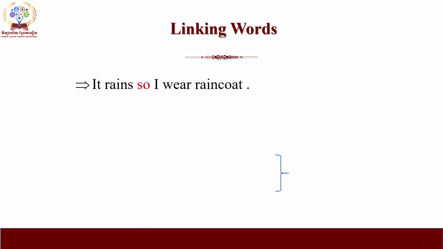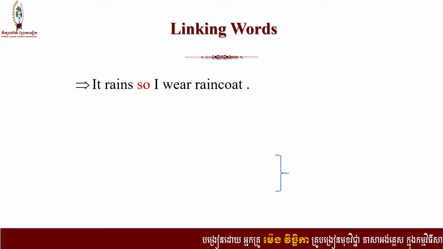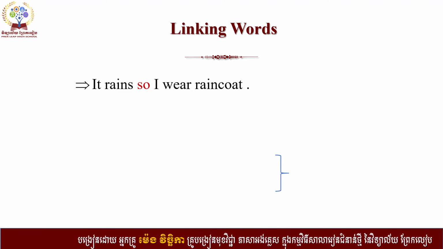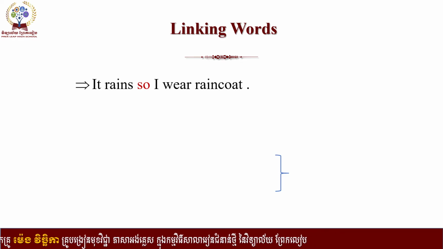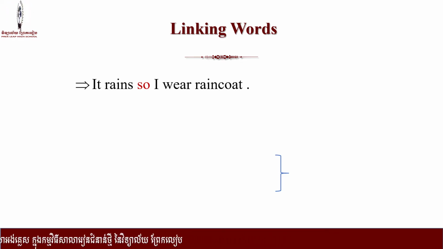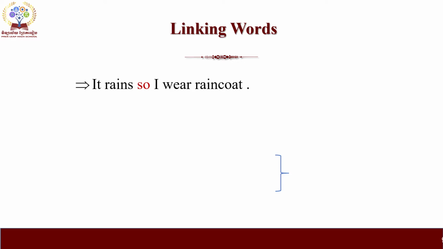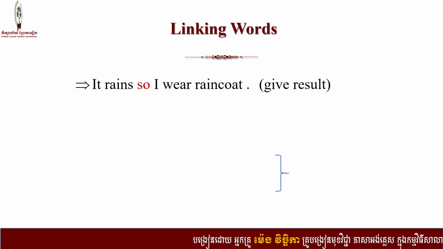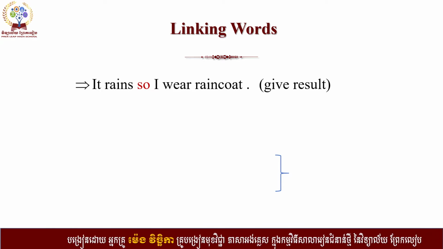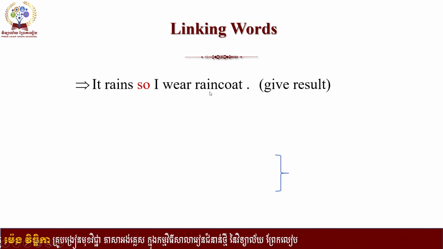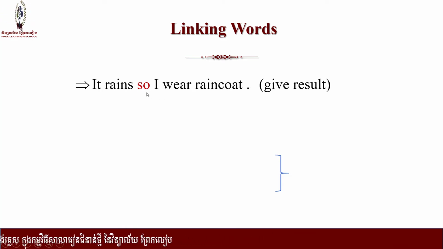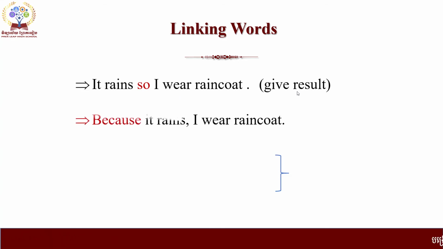Okay, so we have the word so. It rains, so I wear raincoat. In this sentence we use the word so. So everyone, what does the word so mean in this sentence? When do we use the word so? Okay, it rains, so I wear raincoat. So the word so here is used to... everyone, do you have any idea? Yes, the word so is used to give a result. Okay, so we focus on the result, I wear raincoat. So we use the word so to give a result.